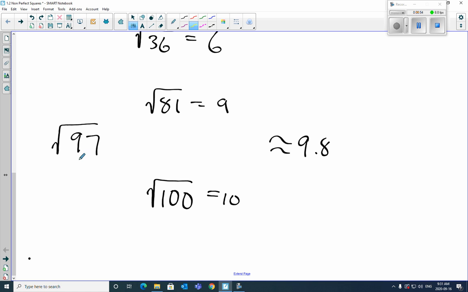Square root of 97 we can't do. So the lower benchmark would be square root of 81. Upper benchmark would be square root of 100. 97 falls between those numbers, so our answer has to fall between 9 and 10, so approximately 9.8. Now the reason it's 9.8 is because 97 is a little bit closer to 100 than it is to 81. Do your best to estimate that, and it should be no problem at all.